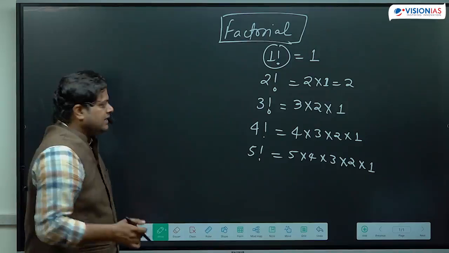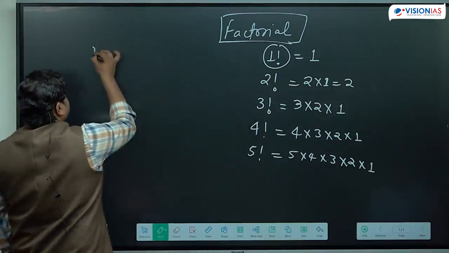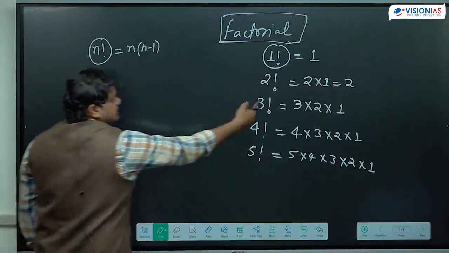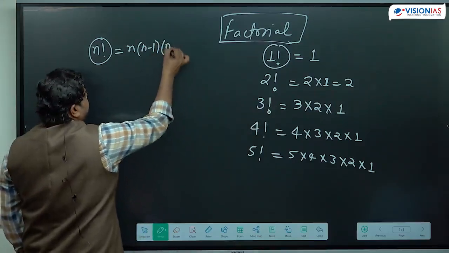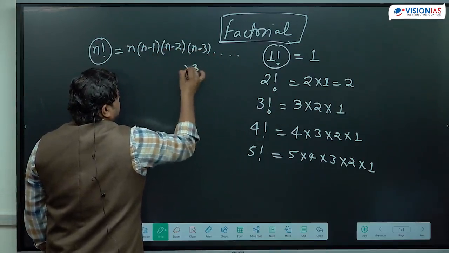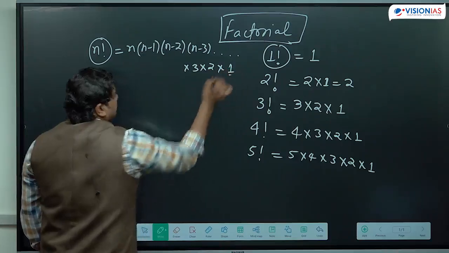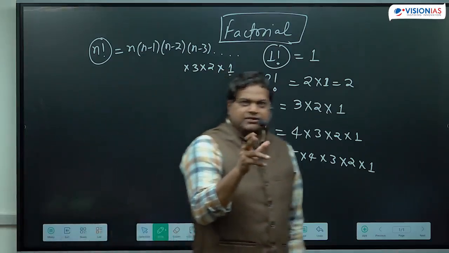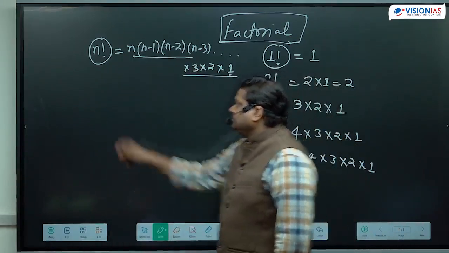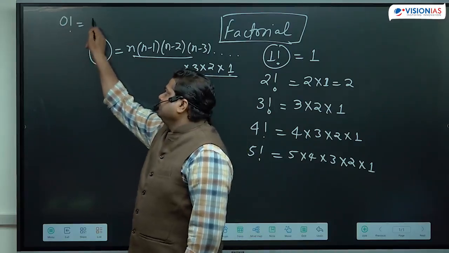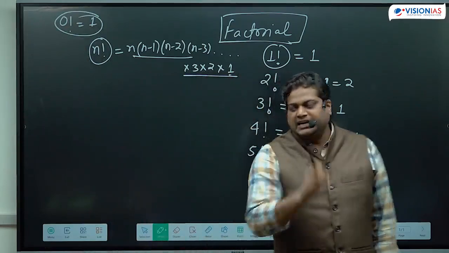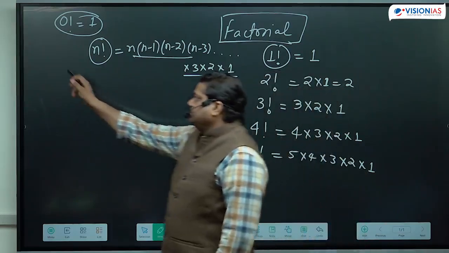So if any number ka factorial is asked, how we expand it? n, n minus 1, n minus 2, n minus 3. This way it will go till we reach 1. This way we expand factorials. And 0 factorial is also 1. So this factorial concept came after this permutation and combination thing.